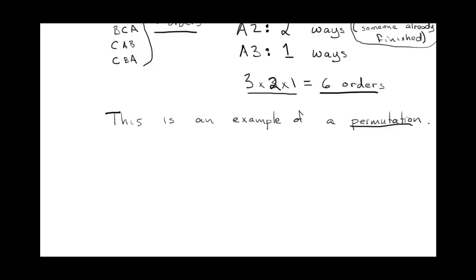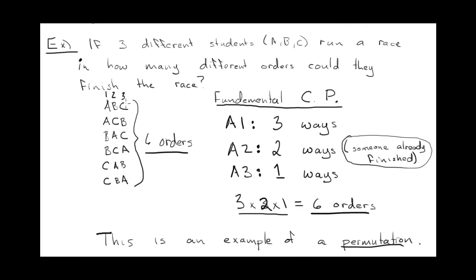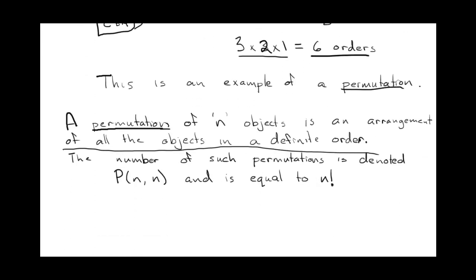So I'm going to write the definition down and then discuss it. Okay, so here's our definition. A permutation of n objects, so that's how many objects you had. In this previous example there was 3 people, so n was 3, is an arrangement of all the objects. So in this example up here we had 6 permutations, so all these different orders are your permutations. And usually what we care about is how many permutations there are.